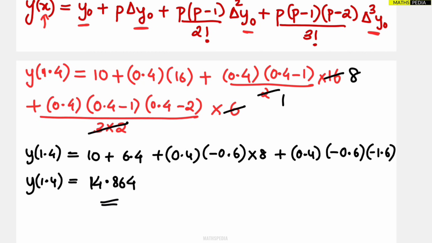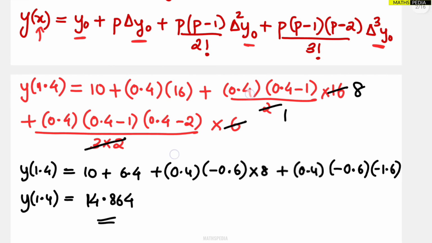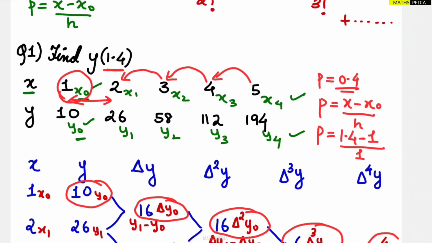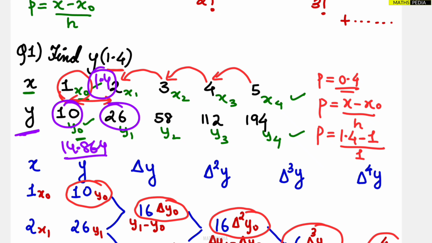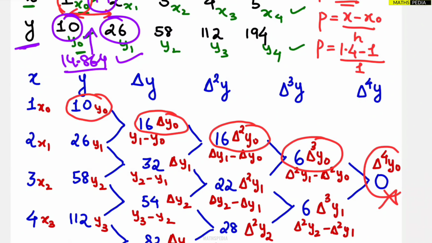We get the y of 1.4 value as 14.864. Now, in order to verify whether the answer you are getting is correct or not, see, if you come back to the question, 1.4 lies between 1 and 2. So the corresponding value of y, which we have got as 14.864, should also lie between the corresponding values of y. That is important. So 14.864 is lying between 10 and 26, so we can say that your answer is correct. You can verify like that. This is the method to verify the values you are getting in Newton's forward interpolation.